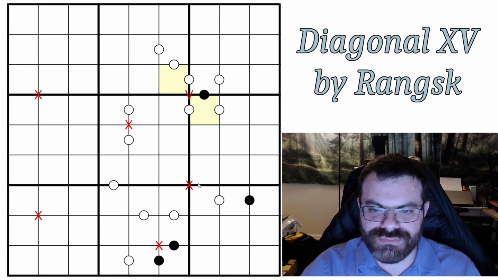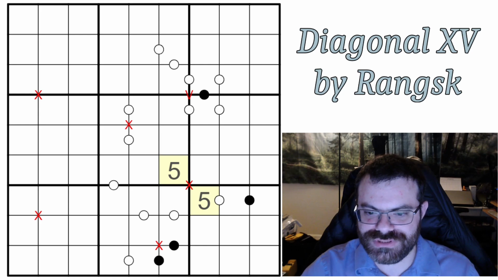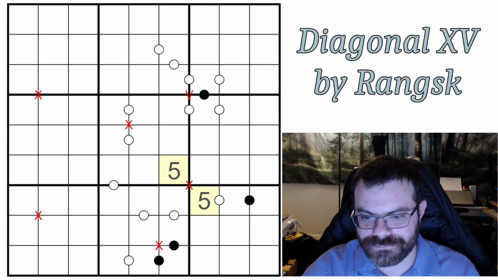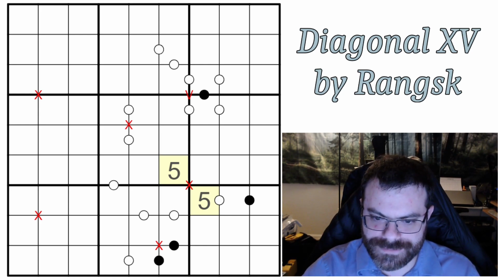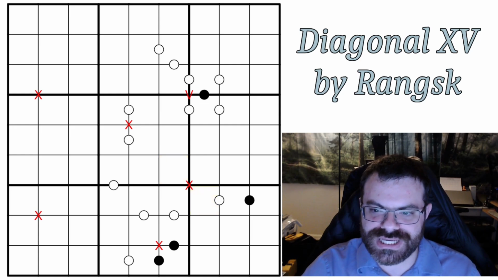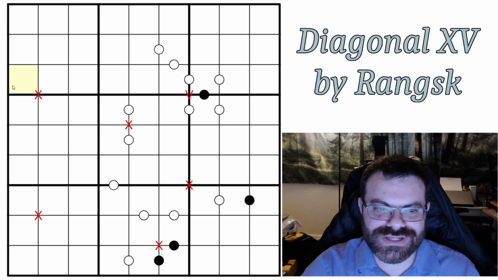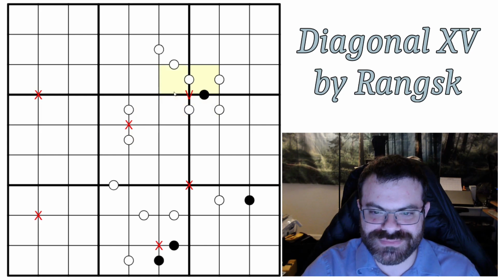Now, something I do want to point out is, unlike normal XV, where it's adjacent digits, with diagonal XV, it is absolutely possible for it to get 5 plus 5 equals 10. So please don't forget that. And that also applies for the negative constraint on this. So you didn't think there was just a positive constraint, not in my puzzles.